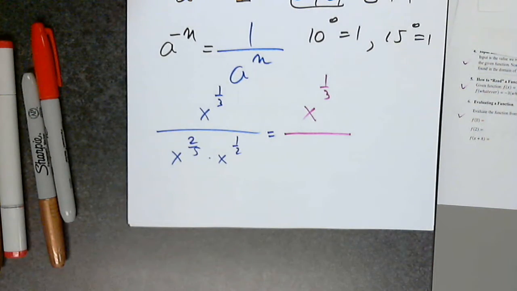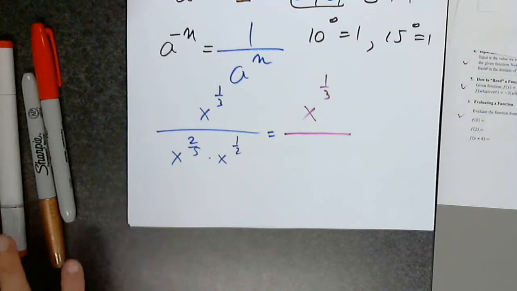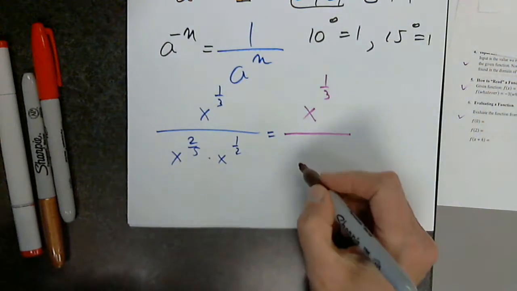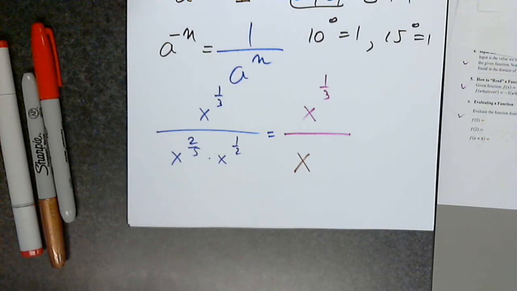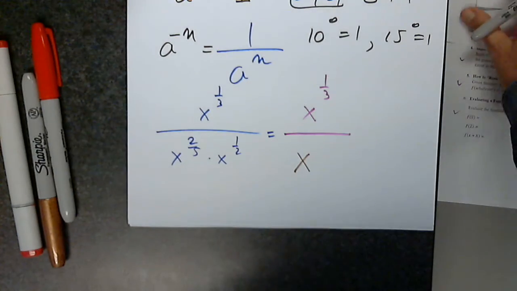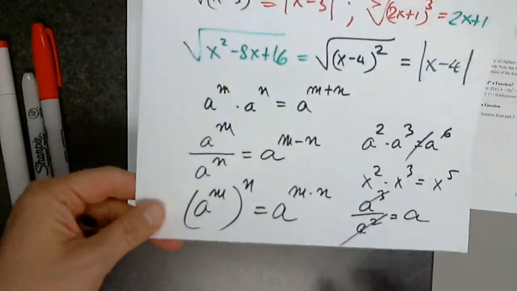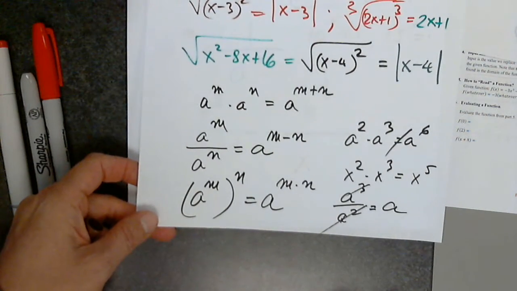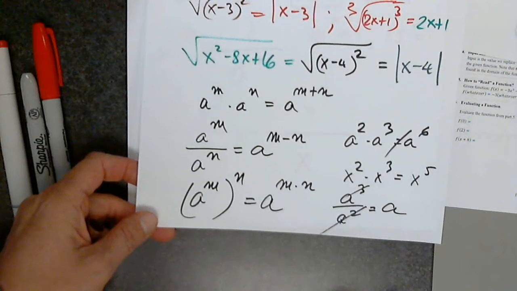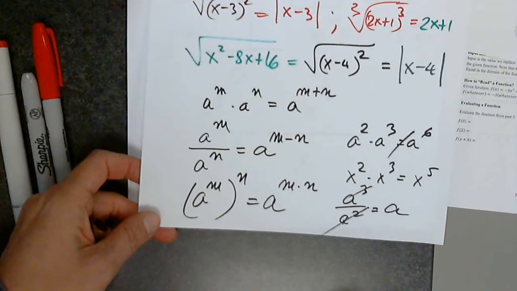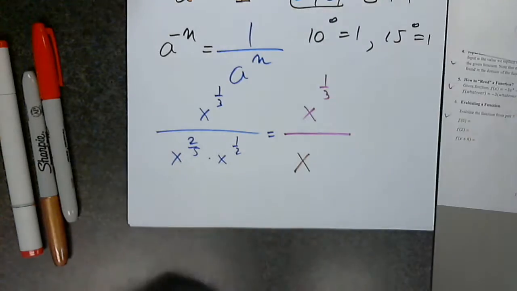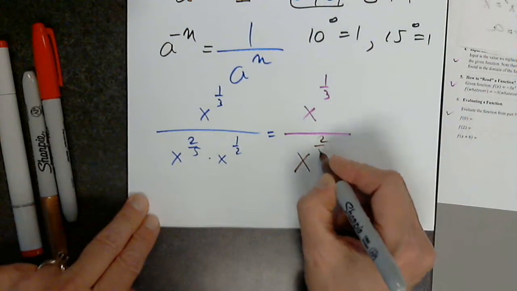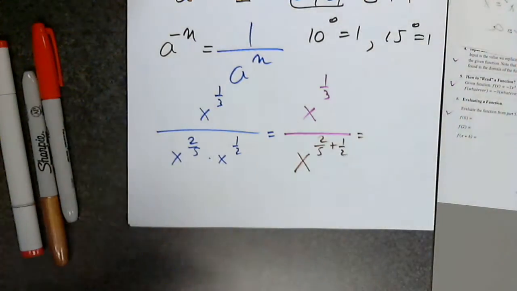Which rule, power rule or exponential rule, do I use here? I copy the base. What do I do with the exponents? We have to go back to what we just wrote. I multiply two exponential notations with the same base. I copy the base. What happens to the exponents? Very good. So 2/5 plus 1/2.